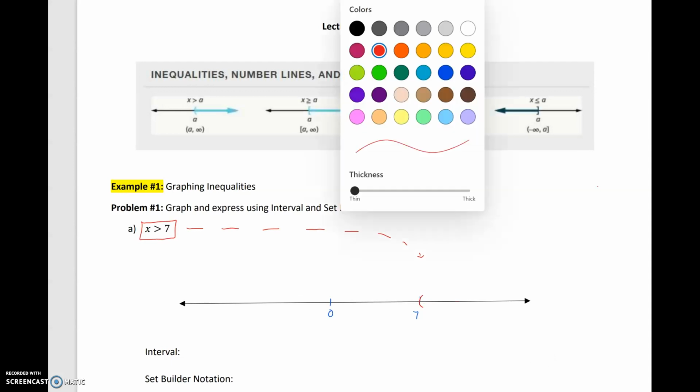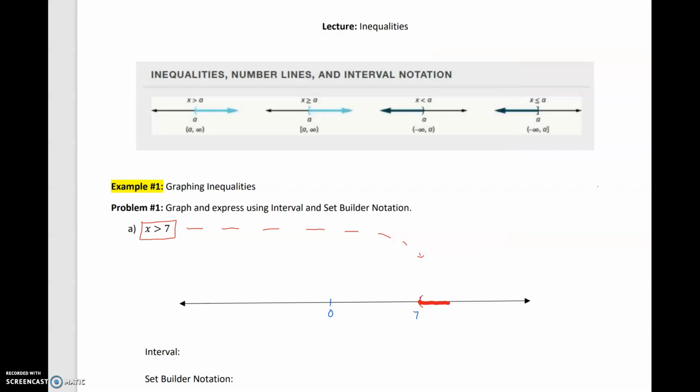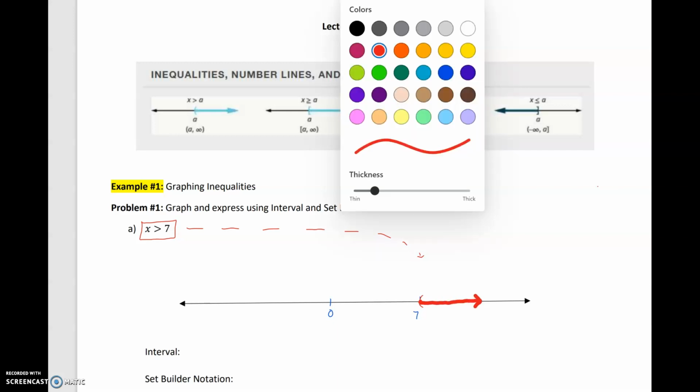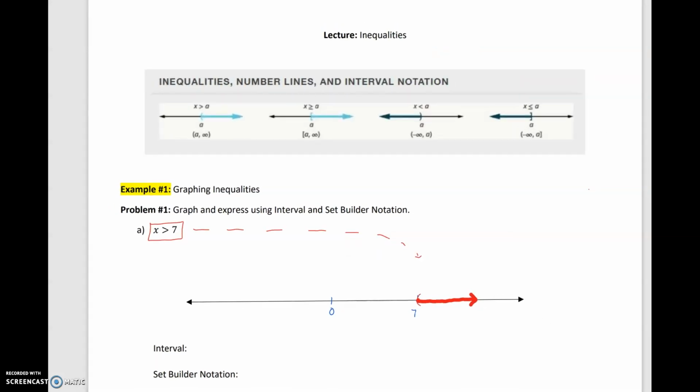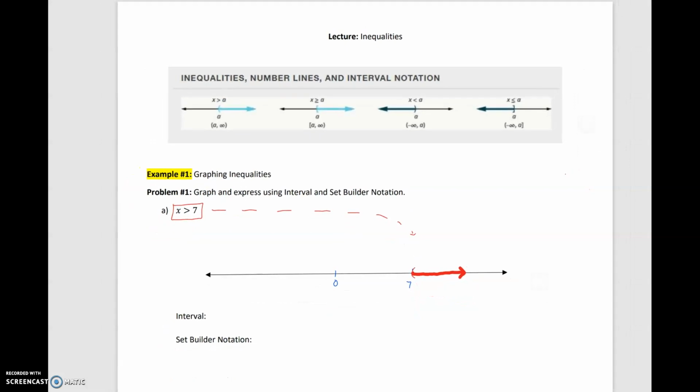So let me just make this a little bit thicker. And in this case, that's your solution. So we're talking about all numbers to the right hand side of the value 7, and technically not including 7 since 7 is not greater than 7. That's pretty much it. This is what your graphs are going to look like.